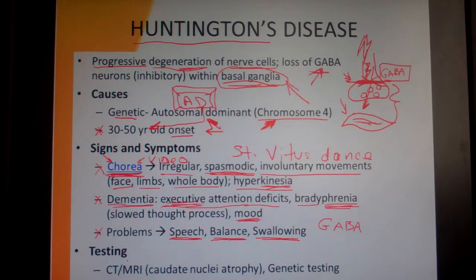Always good to look at CTs and MRI. This is one of those things that you would use to not only diagnose it, but rule out other things. So the caudate nuclei atrophy. It's not important that you memorize at this stage in your lives what the caudate nucleus is, but again, it's part of that basal ganglia, and it atrophies. Okay, so it starts shrinking down, and you'll see that on a CT or MRI, and of course your genetic testing that you're looking for that chromosome 4, right?